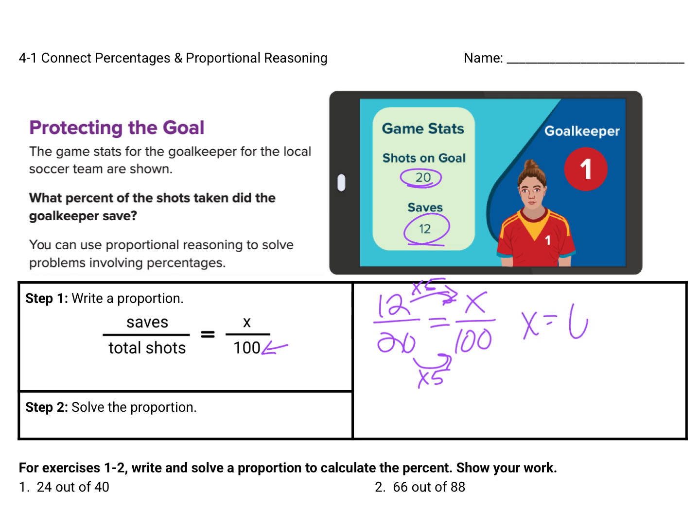So x equals 60. Remember, we are trying to figure out the percent here. So on every answer today, we need to have our percent sign. So this means that the percent of the shots taken that were saved, the goalkeeper saved 60% of the shots.